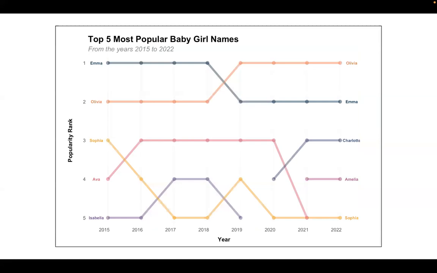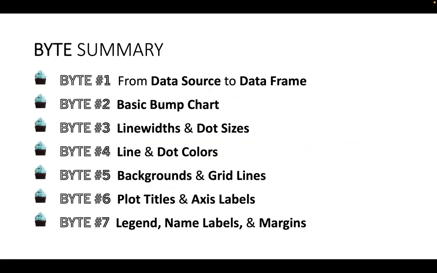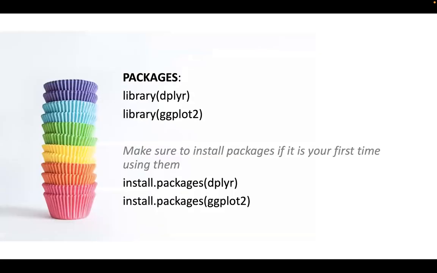Today, we will discuss the steps to construct this beautiful bump chart using R programming. Our goal is to break down the plot construction process into bite-sized pieces for easier comprehension. Today, we will consume 7 bytes of coding that cover the construction of our data frame, the building of a basic bump chart, and turning the basic plot into a masterpiece.